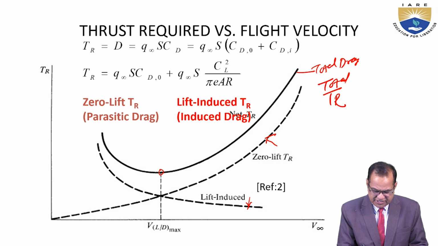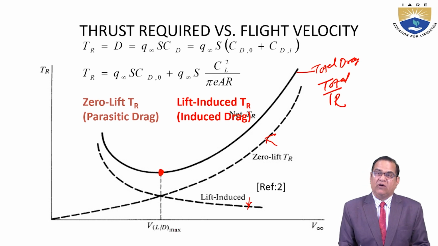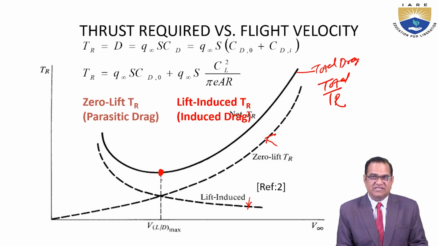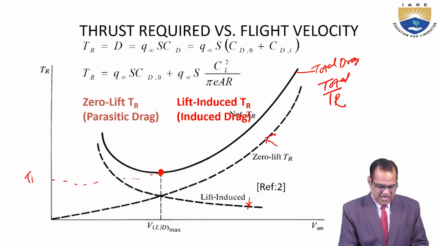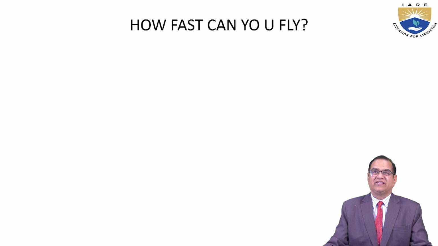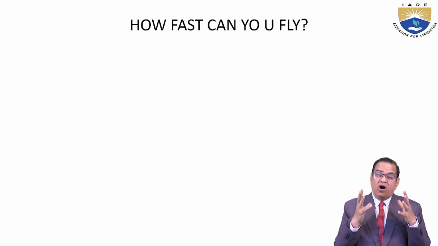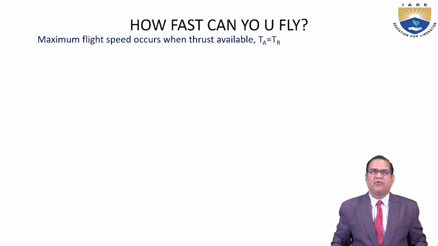So this point is very important, where you have the V at L by D maximum. Where you are flying at L by D maximum, that velocity is called the TR minimum. How fast can you fly? This is the velocity at which we have to fly. So that is very important.